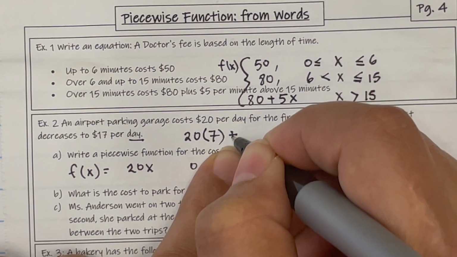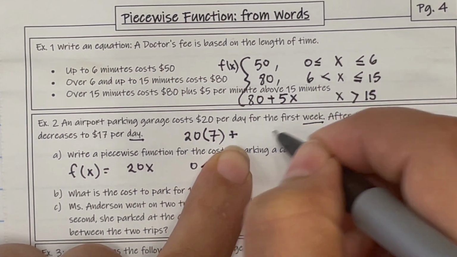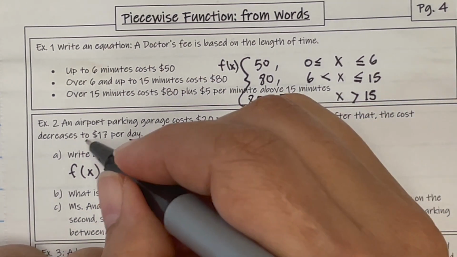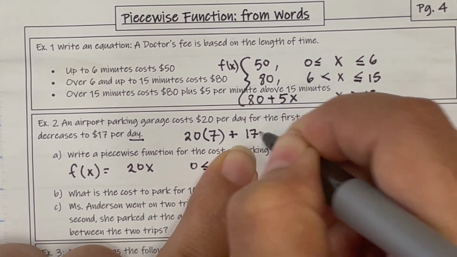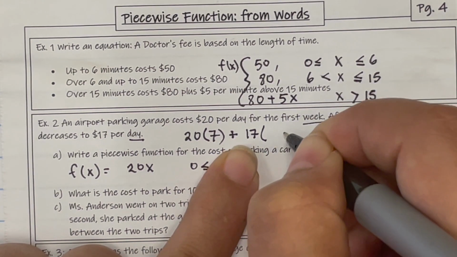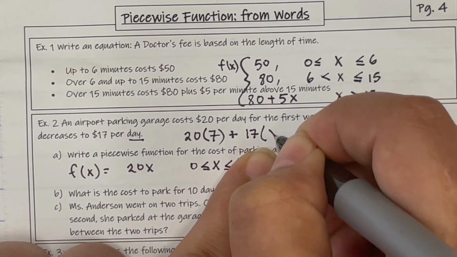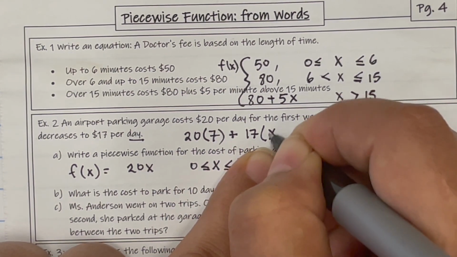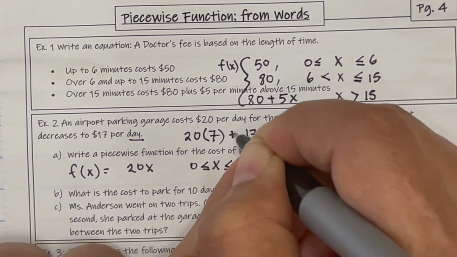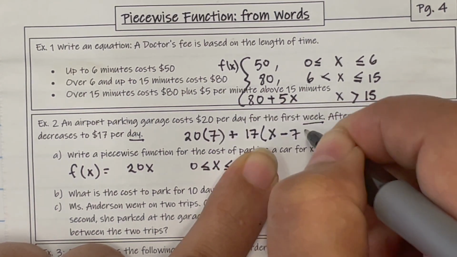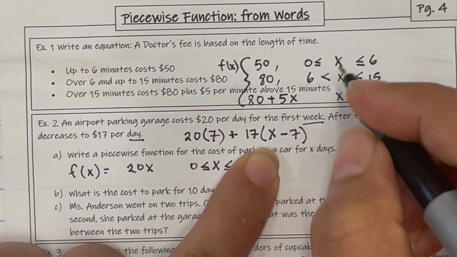So I'm going to say plus, and then it's going to be $17 for how many days? It's the days after the 7th day. So how are we going to represent that? We're going to say take whatever day you want, like 20, minus the 7 days you've already accounted for in that 20 times 7. So it'll be x minus 7. All right, so that's very, very important. So you start off with what it is, then take away what you've already counted so that you don't double count.